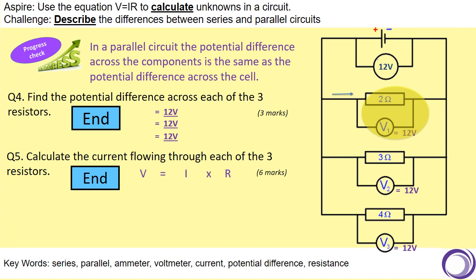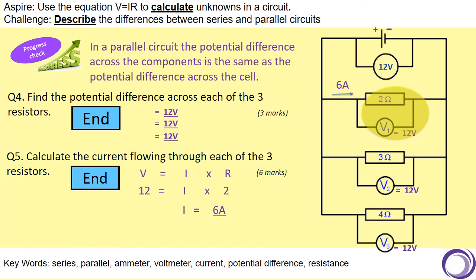So V equals I times R. So 12 equals the current I that we don't know times 2. So if 12 equals I times 2, I must be 6 amps. So we've got 6 amps flowing through that bit of the circuit. Now you do the others in the same way.